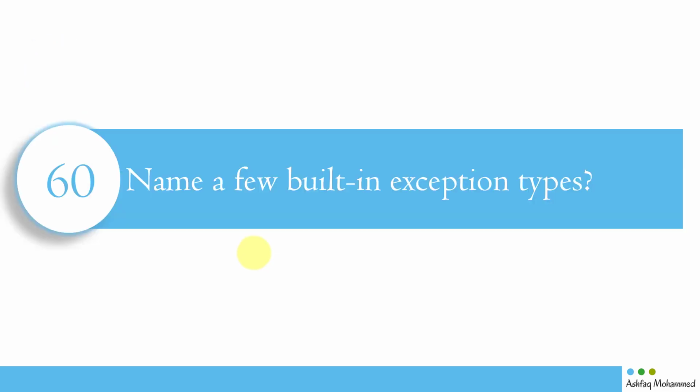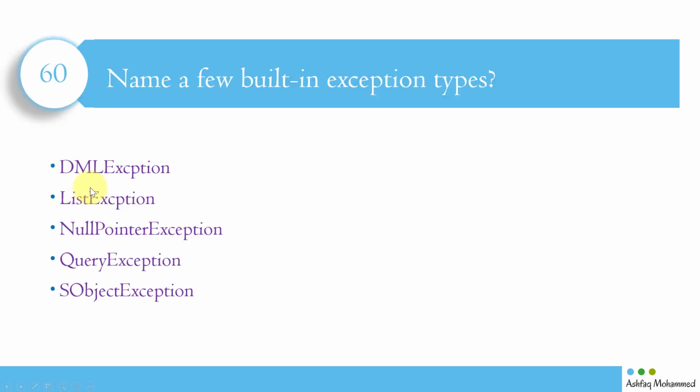Next question: name a few built-in exception types. I've just explained in my previous question that I have used DML exception, right? And you can use generic exception also. Apart from DML exception, what are the other built-in exception types we have? Okay, let's go ahead and see. So we have DML exception, list exception, null pointer exception, query exception, and we have SObject exception.